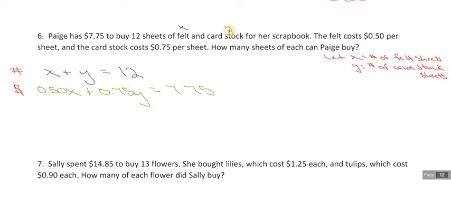Needs to equal our total amount of $7.75. Now, if we're looking to solve this system using elimination, I've got x plus y equals 12 and 0.5x plus 0.75y equals 7.75. Now, I see 50 cents. If I double 50 cents, I have $1, and that's going to be the same as this 1x. So let's turn this 0.5x into a negative 1x by multiplying this whole second equation through by a negative 2.